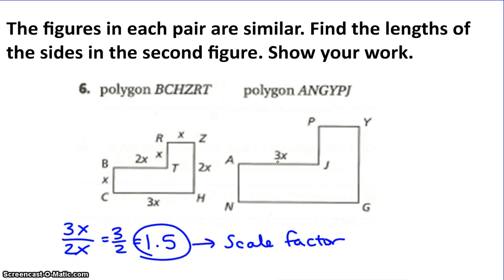Alright, so I have the only side here is 3x, and it corresponds to 2x. So 3x over 2x is 3/2, or 1.5. So all I need to do is multiply all of the sides by 1.5 to find my missing sides. Alright, so there you go.